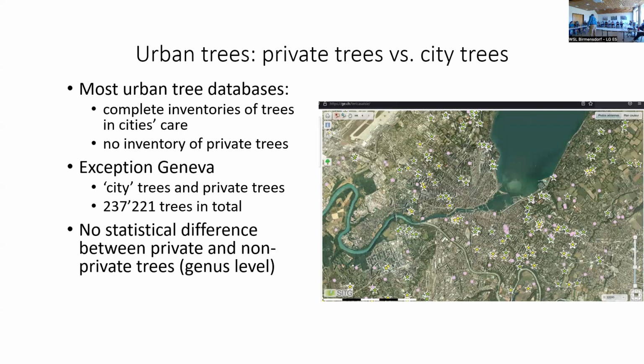And when you do a pairwise test on genus level, we see that there's no statistical difference between private and non-private trees. We were super surprised to learn this, but for us it's also great, because, and I know it's a big assumption, we assume that our tree species, at least on a genus level, are representative for what is in the whole city, if we have city databases. It's a bit of a stretch, but I mean, it's better than nothing, and it gives us quite something to work with, right?